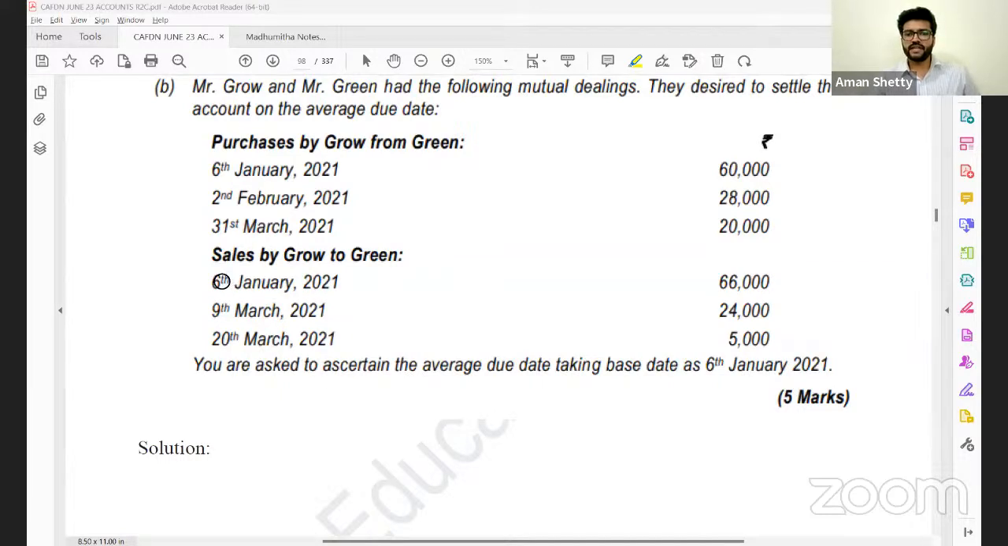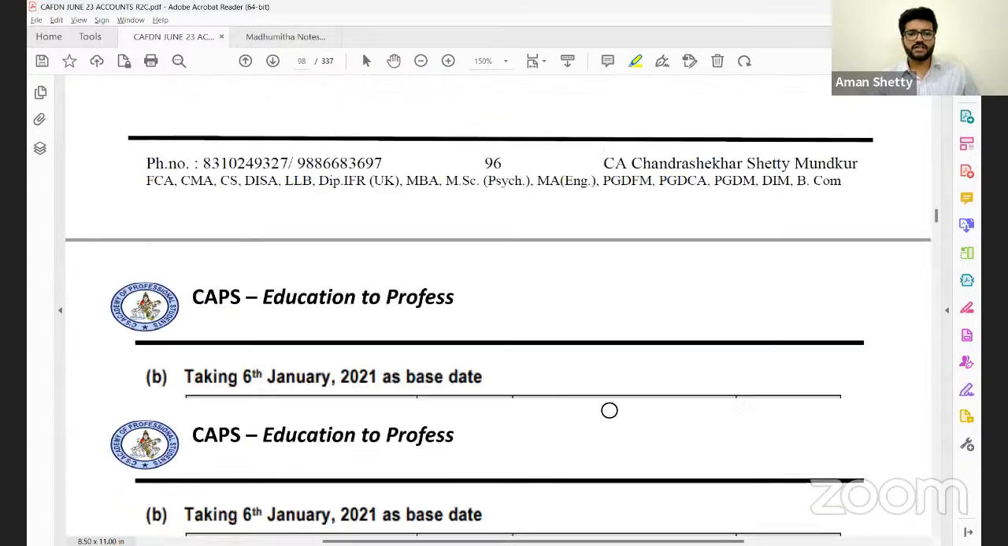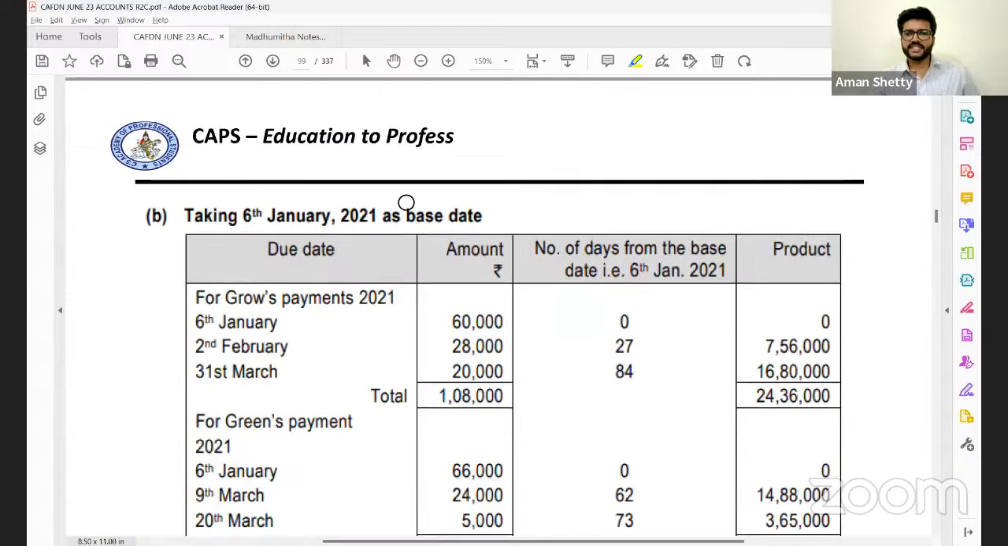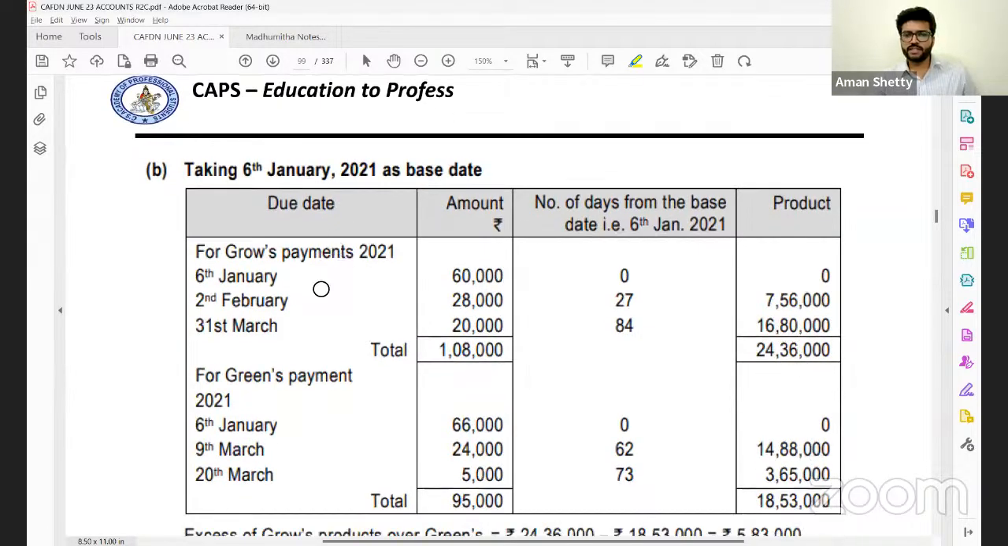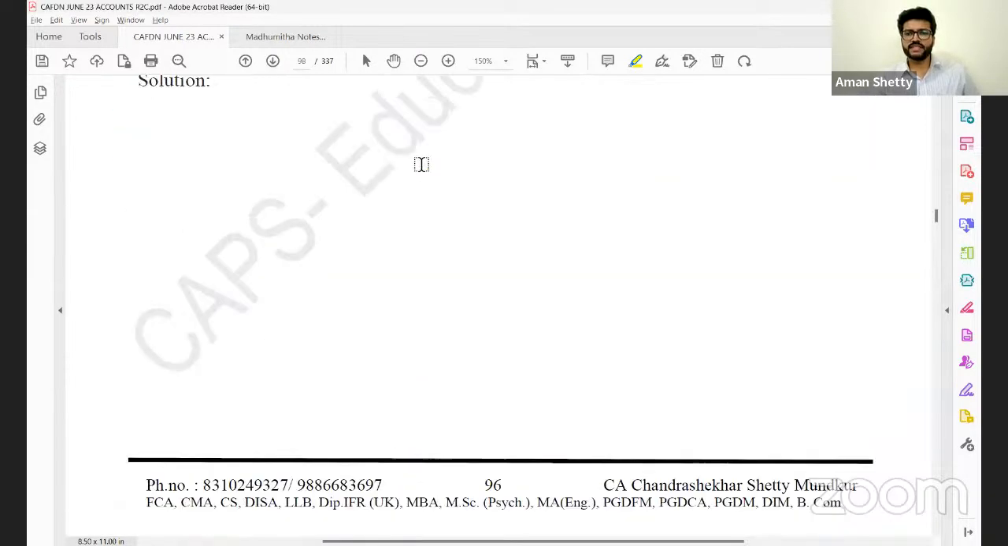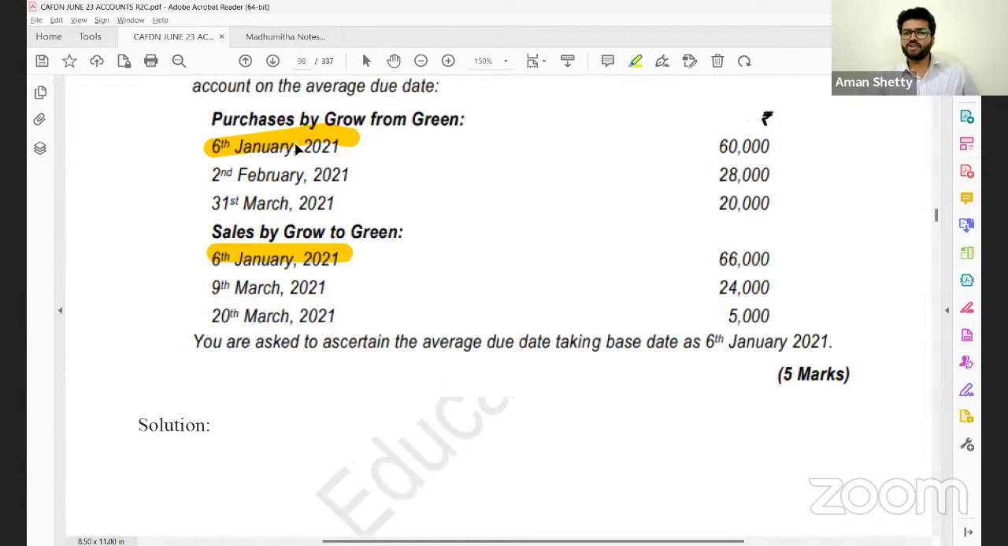So your life is simple. Why have they given 6th January? Because it is common under both. Correct? Remember this? Easier for us. Now let us look at the answer. Taking 6th January as the base date, very simple. Due dates they have given for Grow's payments and Green's payments: 6th January, 2nd February, 31st March 2021. Right? When the credit period is not given, the date of transaction is assumed to be the due date.